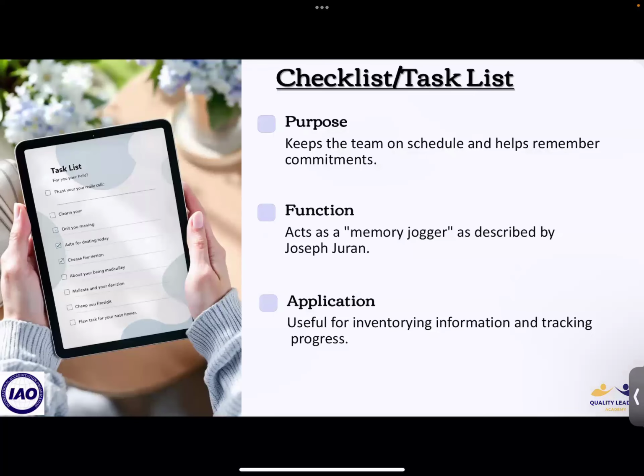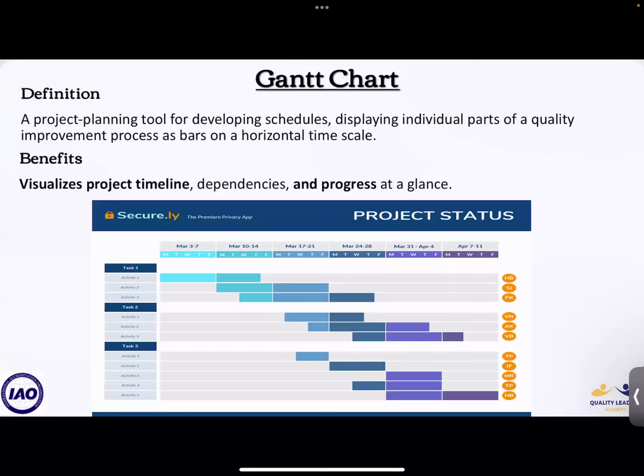The checklist tool is used as a memory jogger to track tasks. So I use it to create a checklist. I compare the tasks and mark them off because it helps in tracking progress. That's the checklist. The Gantt chart is a project planning tool for developing schedules, displaying individual parts of a quality improvement process as bars on a horizontal time scale.